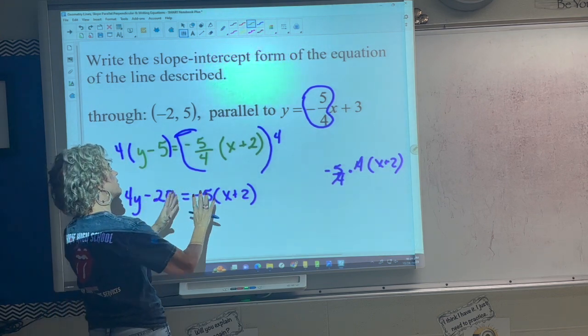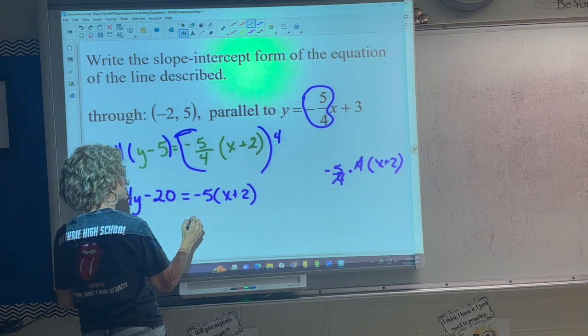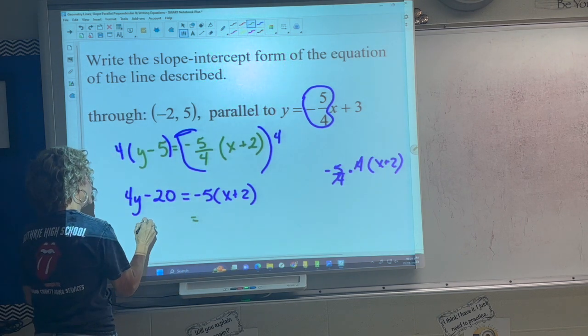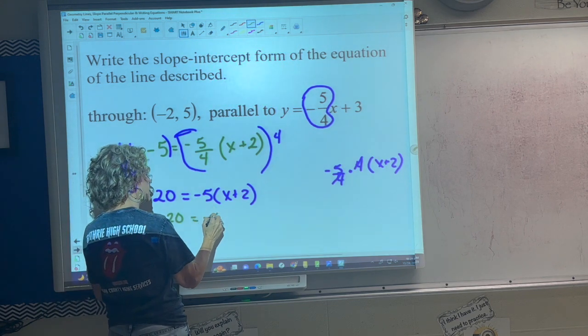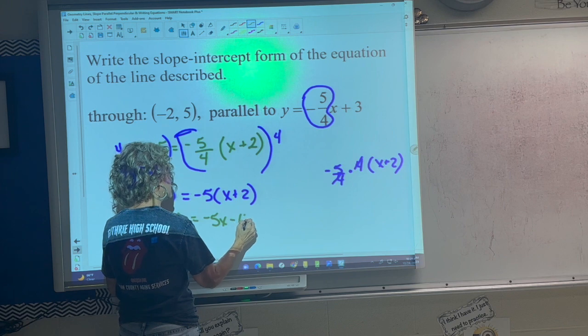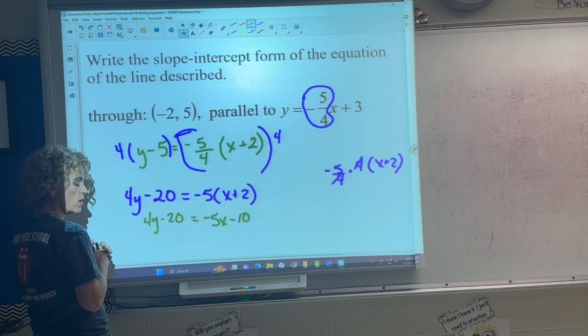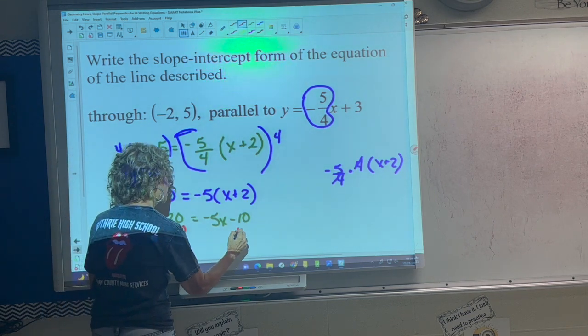Same song and dance. I'm going to distribute that negative 5. I'm going to solve for y because they asked me to put it in slope-intercept form. Okay? So on the left, I still have 4y minus 20. On the right, negative 5 times x is negative 5x. Negative 5 times a positive 2 is a negative 10. I need to isolate y. To do that, I need to add 20 to both sides.